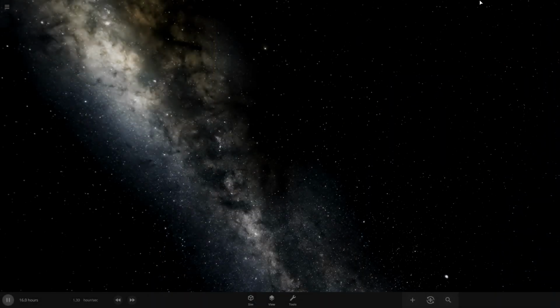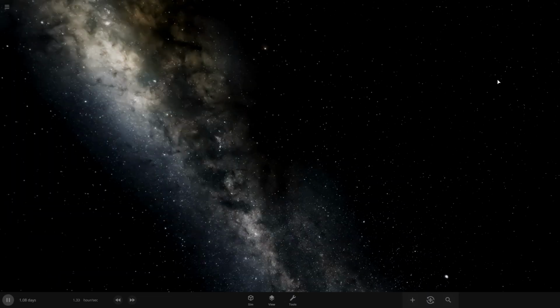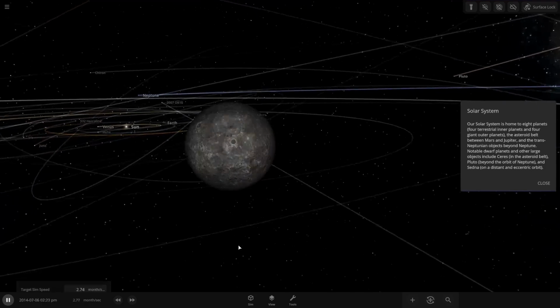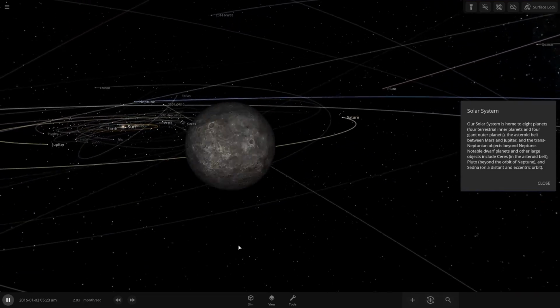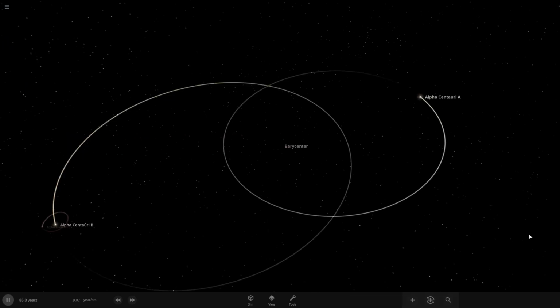Now, I bet you're wondering where I'm going with all this. Well, we're trying to get to the point where we figure out if this is enough speed to get to another star. And the closest star to us is Alpha Centauri.